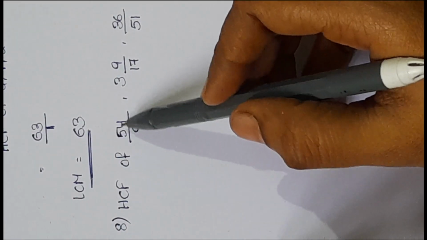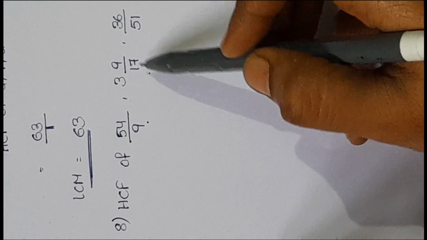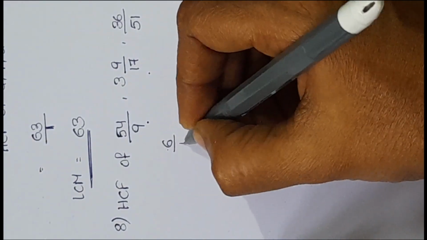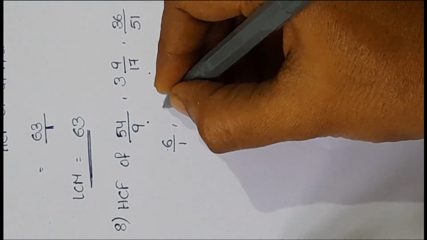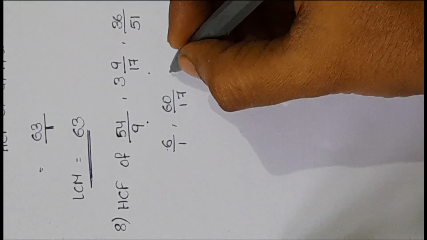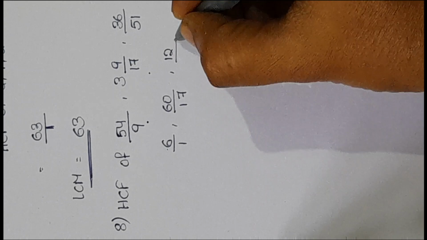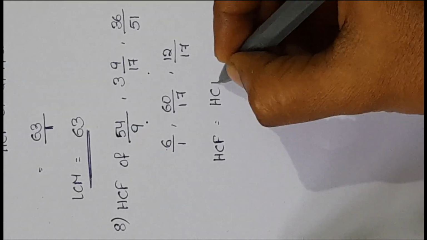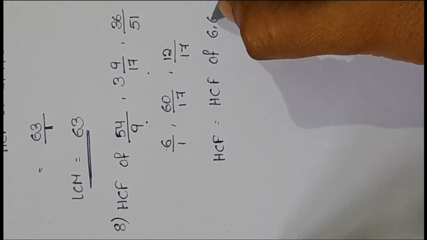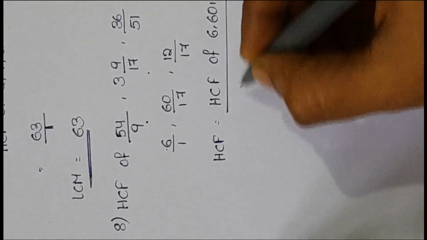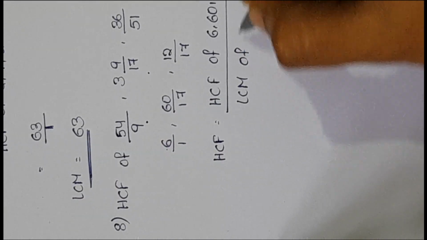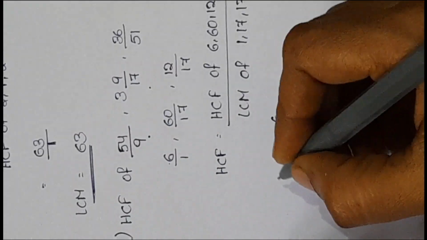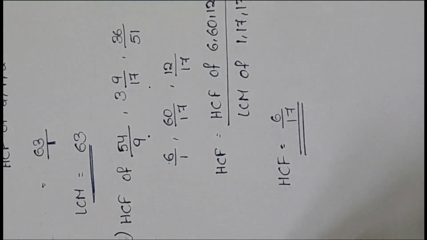Eighth question: HCF of 54/9, 3 9/17 and 36/51. Now we should write this as 54/9 is 6/1, 3 9/17 we can write as 60/17, and 36/51 is 12/17. Now the HCF is equal to the HCF of 6, 60 and 12 by the LCM of 1, 17 and 17. So the HCF we get is 6/17.